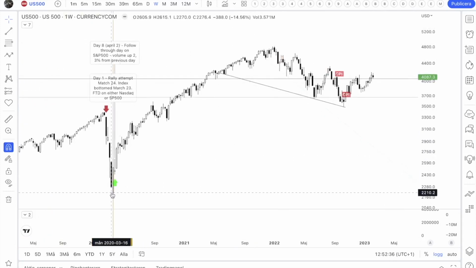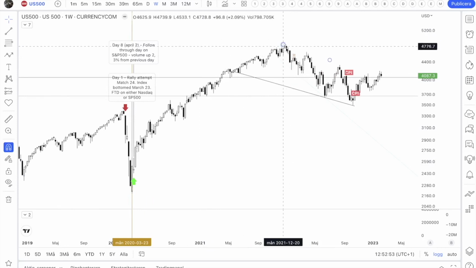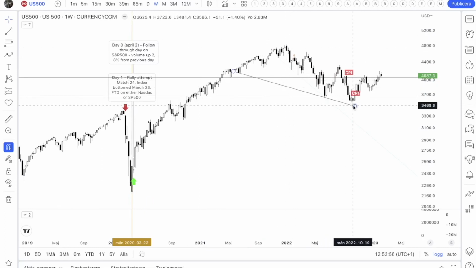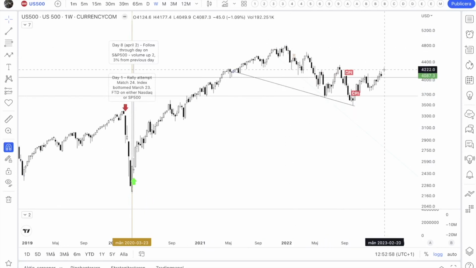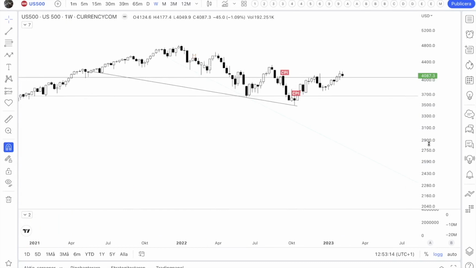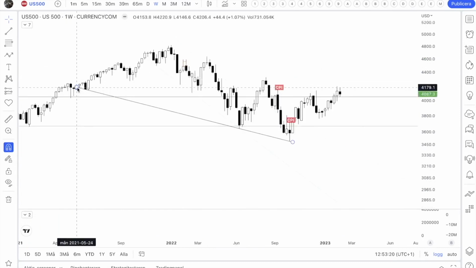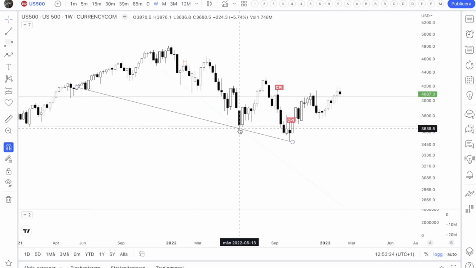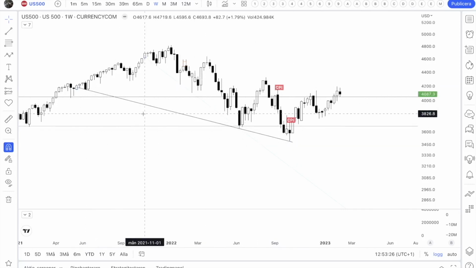Here we have a COVID low and here we have the COVID high. Then we pull back and now we have a local low in October and a local high last week. So for broadening ranges, you connect the bottom price of candles and then you project them out.